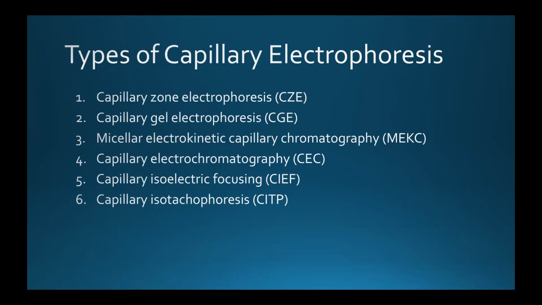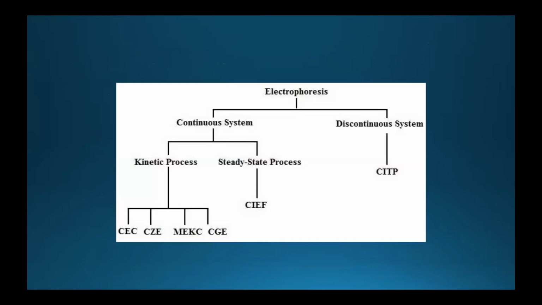These are the 6 types. The most common is the first, capillary zone electrophoresis, but there are several others, all of which have slight adjustments to the system that allow it to measure different things or measure them in a different way. But I'll get into some of them briefly.